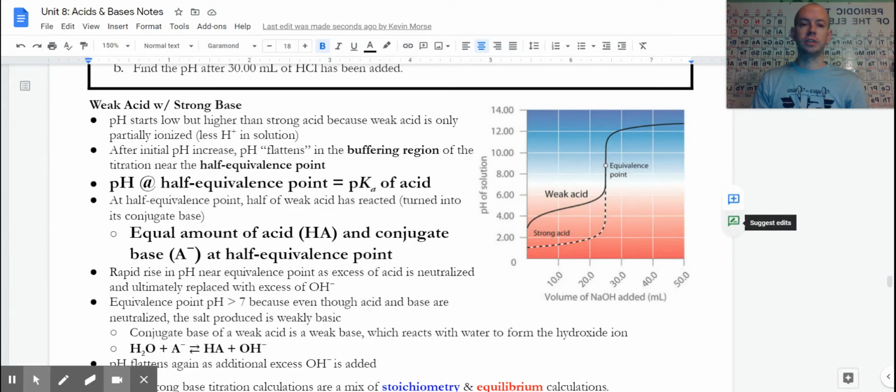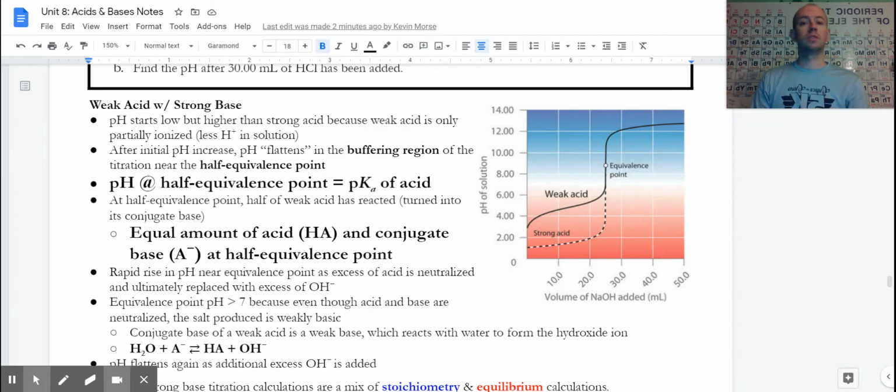The buffering region is where the pH doesn't change very significantly. A buffer, as we'll see later, is something that can avoid a change in pH. So there's a range here where the pH doesn't change by much more than 1 to 2 pH units, kind of from 4 to 6 in this case. That is where, even though we're adding a strong base, our pH change is fairly small.